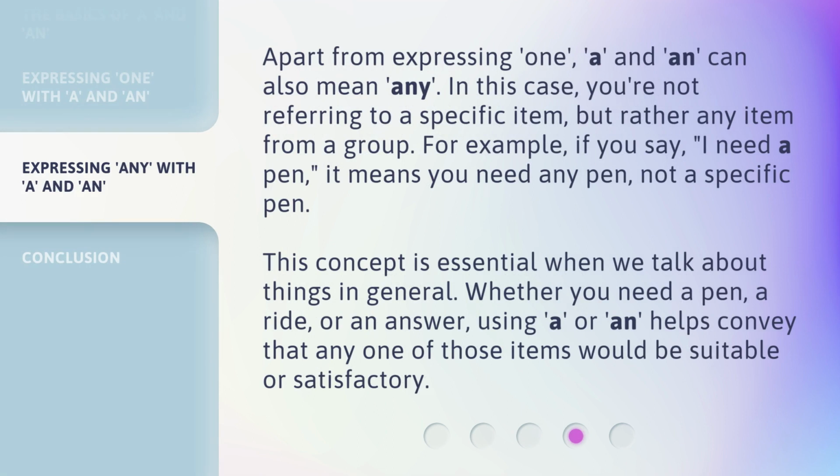Apart from expressing one, a and an can also mean any. In this case, you're not referring to a specific item, but rather any item from a group. For example, if you say, I need a pen, it means you need any pen, not a specific pen. This concept is essential when we talk about things in general. Whether you need a pen, a ride, or an answer, using a or an helps convey that any one of those items would be suitable or satisfactory.